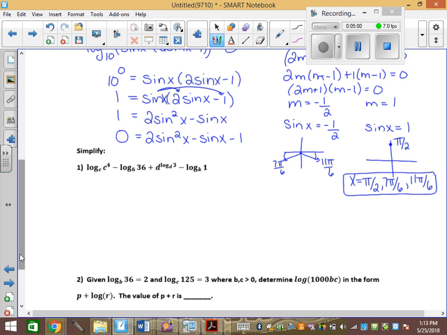Okay, the next one says simplify, so we're not solving now. I couldn't punch it into my calculator, I don't have an equal sign. But there's a way that we can simplify each of them separately. Sorry, not solve, simplify.